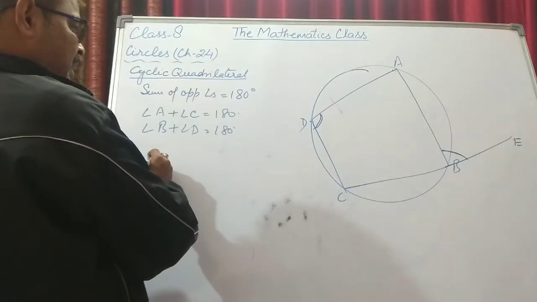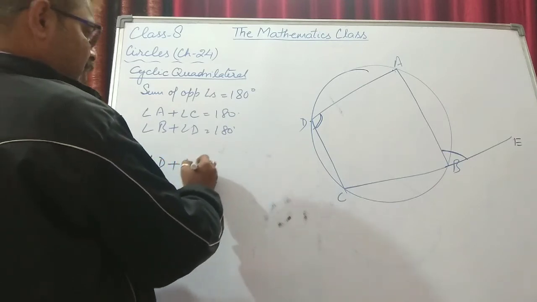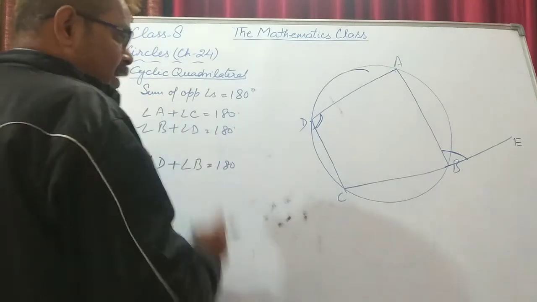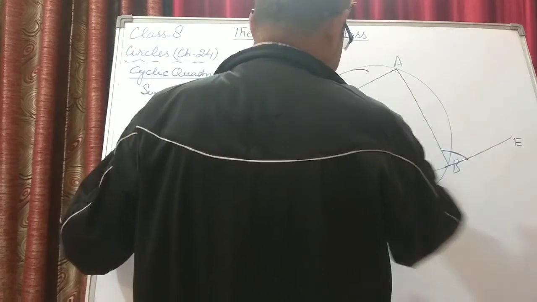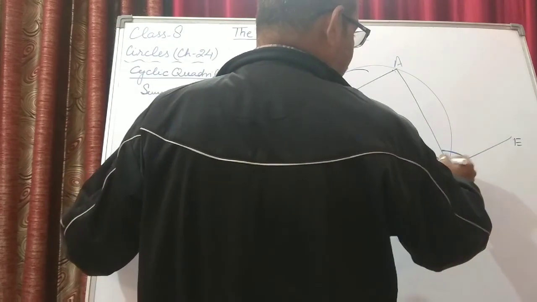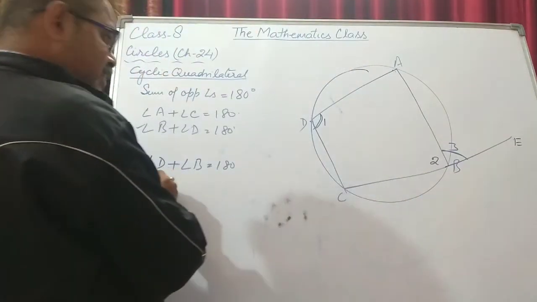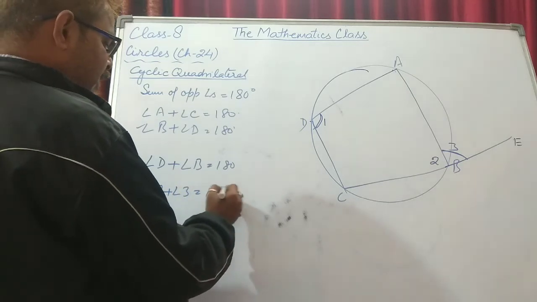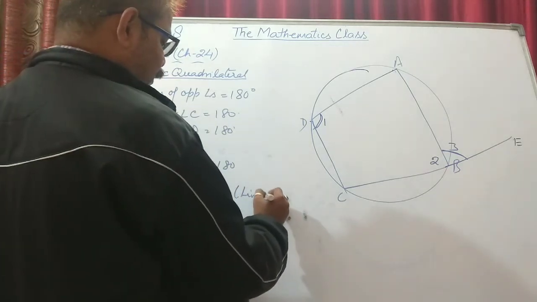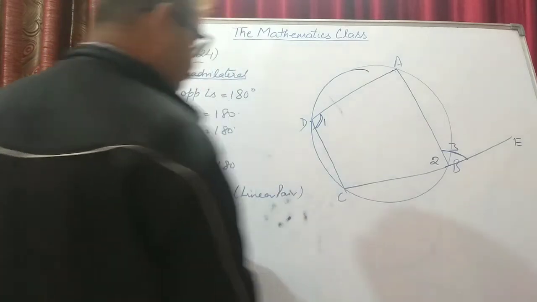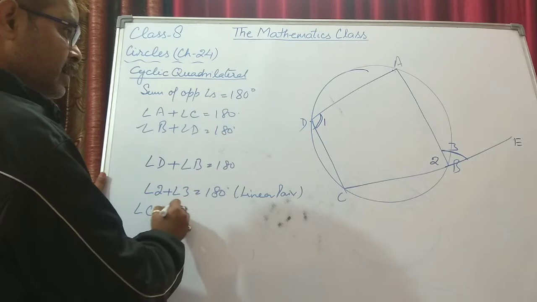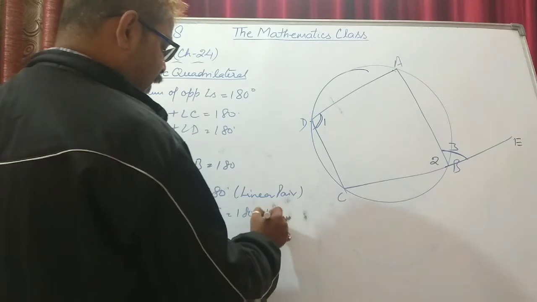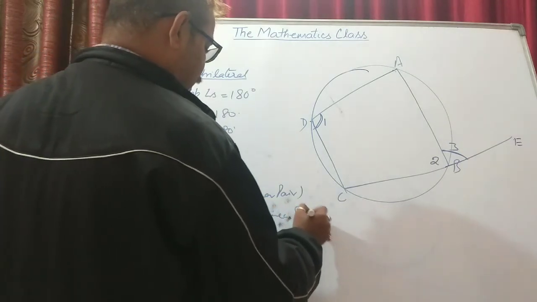Why? We know that angle D plus angle B is 180. Just now we have studied B plus D is 180, so that is why. And in this diagram, suppose this is angle 1, angle 2 and angle 3. We can say that angle 2 plus angle 3 is equal to 180 degrees. Why? Linear pair, or you can say angle CBA plus angle ABE is equal to 180 degrees. Again the same reason, linear pair.